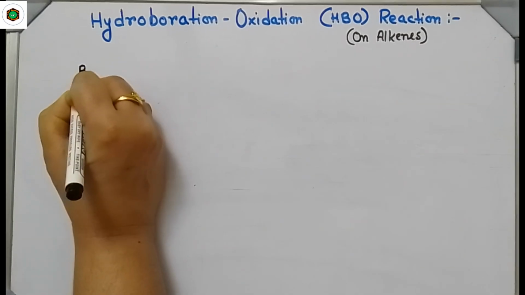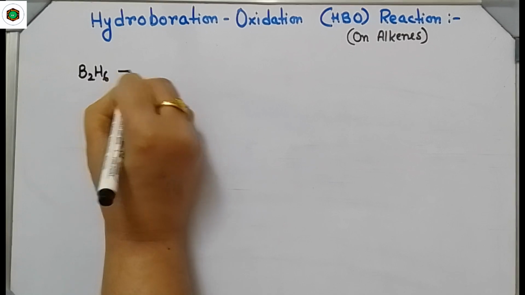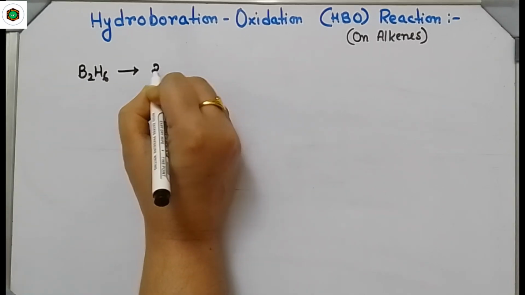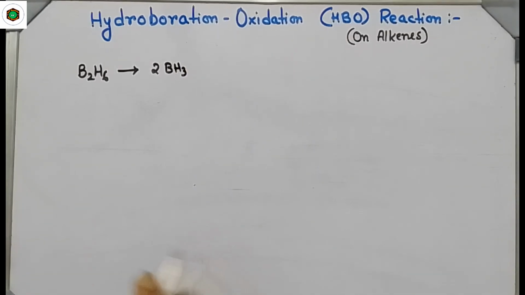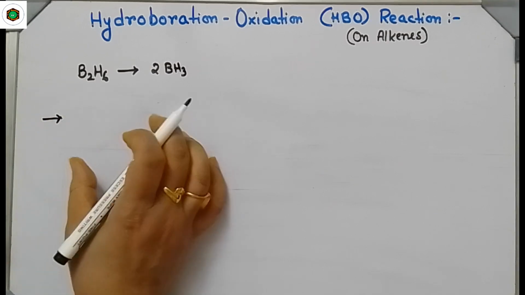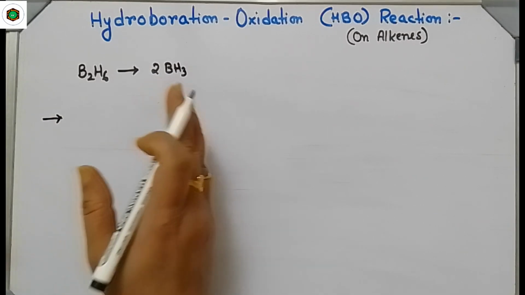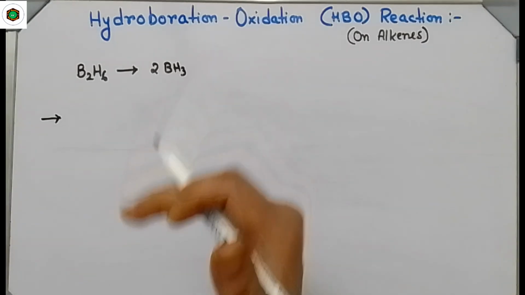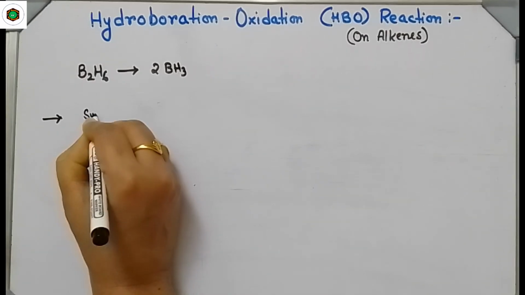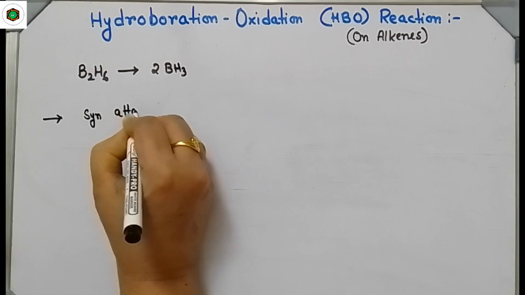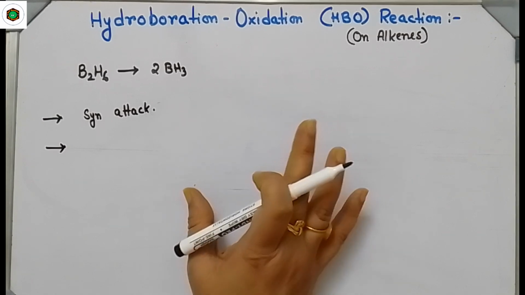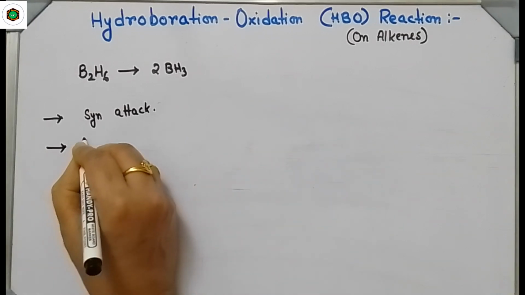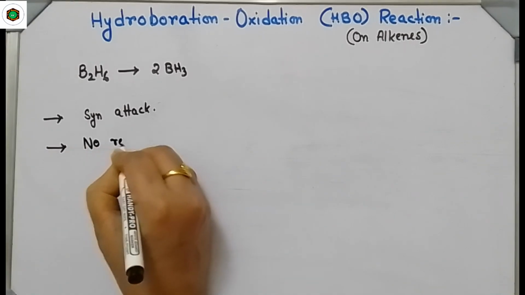When you are using diborane, at the first step you have to break it to form the monomer, and from the monomer you can show the reaction. Another thing, here syn addition is taking place. H and BH2 will attack at the same side of the double bond. So here syn attack is taking place. Since the reaction takes place via a cyclic transition state, not via a carbocation intermediate, no rearrangement takes place.